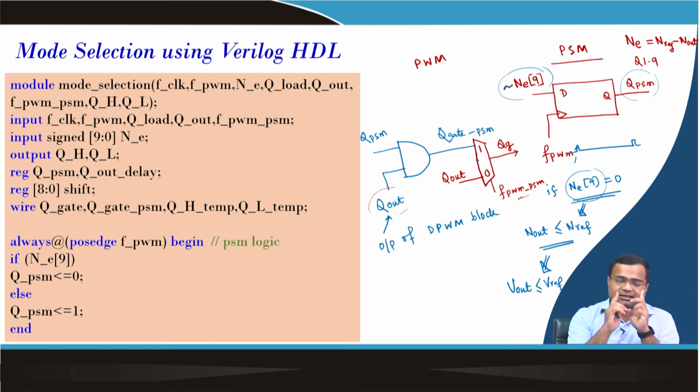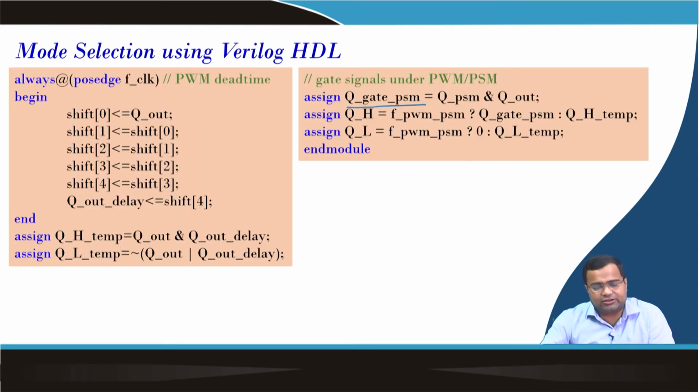QPSM will decide whether the cycle will be charged or skipped. If it is charged, it is 1 for the whole cycle. If it is 0, it means it is skipped. And during that time, the Q output, which is the PWM output, will be decided by the input of the DPWM, which is the N con PSM. That is a fixed quantity. So this is a mode selection logic, and accordingly the Q high that we have discussed and Q low.